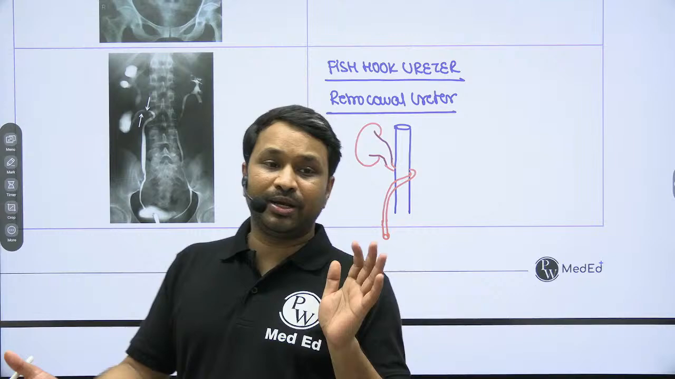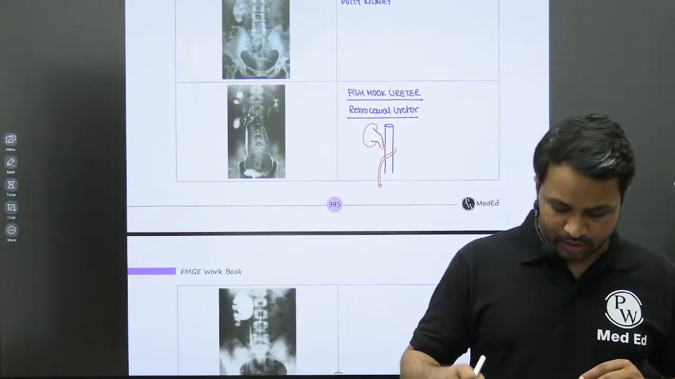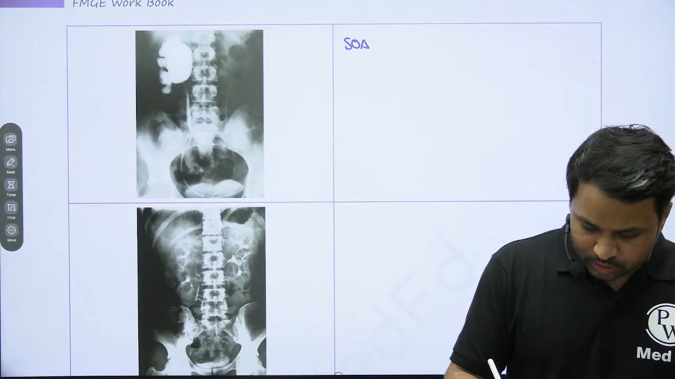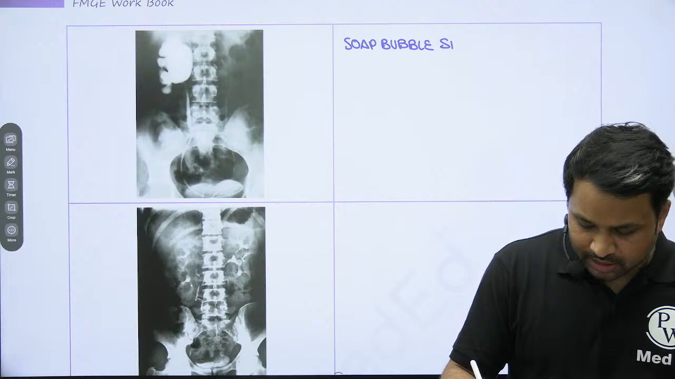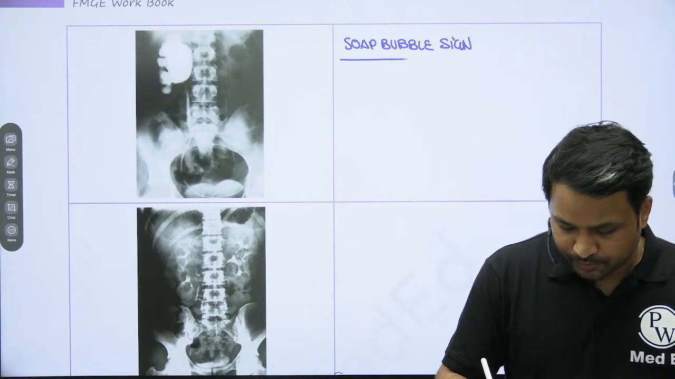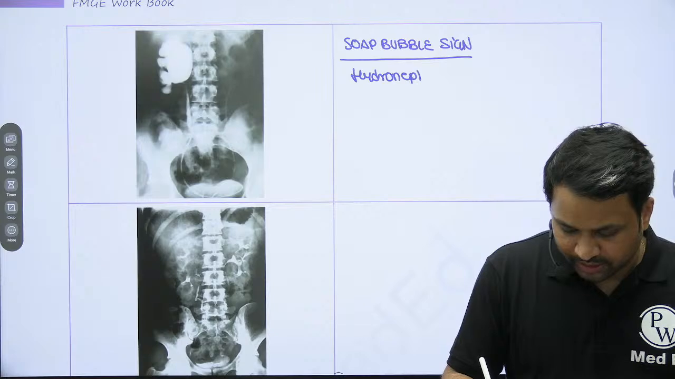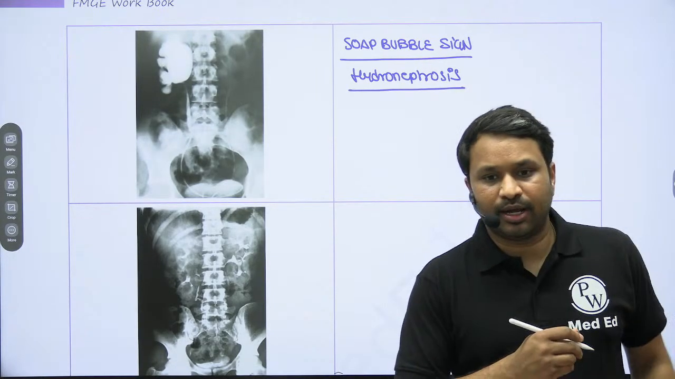Now what is happening? The ureter can get compressed, and the patient can have hydronephrosis. This is your retrocaval ureter. This is a soap bubble sign. Where would you see a soap bubble sign? The soap bubble sign is seen in hydronephrosis.